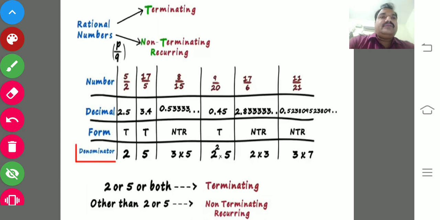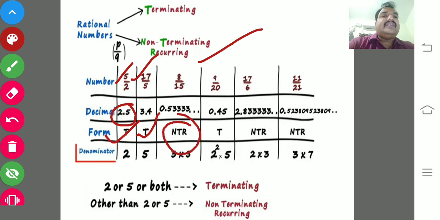So through the long division method we can write the form, because here we got the remainder 0, that's why it's a terminating decimal. In the second one also we got the remainder 0, that's why it's a terminating decimal. And the third one is non-terminating recurring because we did not get the remainder 0.